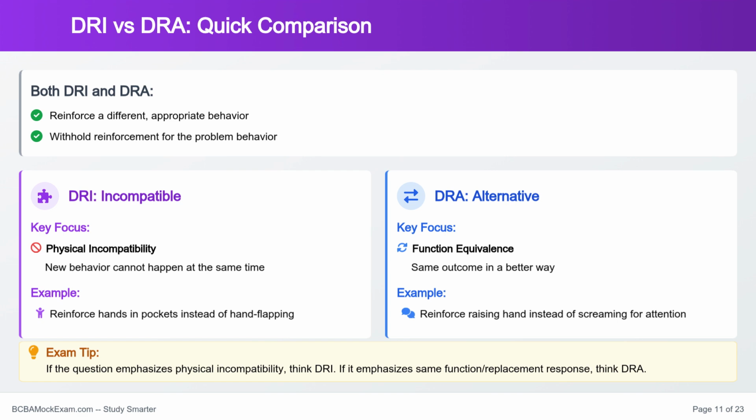With DRA, the focus is function equivalence. You're reinforcing an alternative behavior that gets the same outcome in a better way. Instead of screaming for attention, you reinforce raising a hand or saying, "Excuse me." On test day, use the exam tip at the bottom of the slide. If the question emphasizes that the new behavior is physically incompatible with the problem behavior, think DRI. If it emphasizes the same function or replacement response, think DRA.